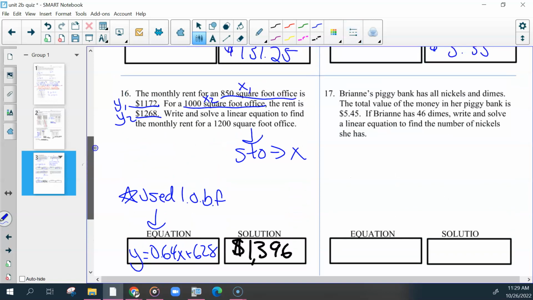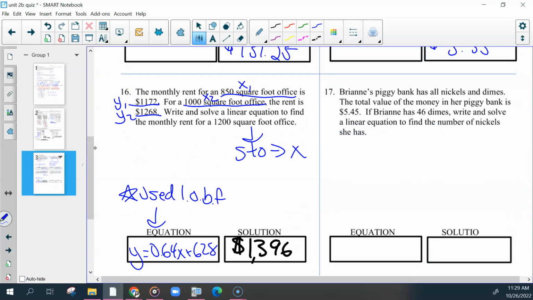And then in this last one, we're given nickels and dimes. The nickels and dimes don't affect each other. So these are two different things being compared. Because of that, you have to use a different equation, your ax plus by equals c. Some of you were using y equals mx plus b, which didn't really work for this one.